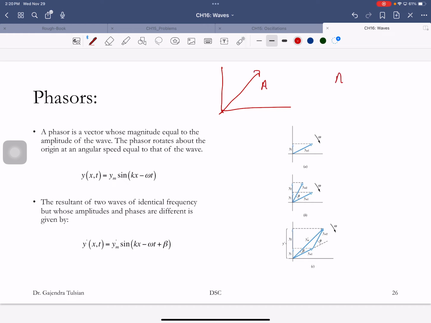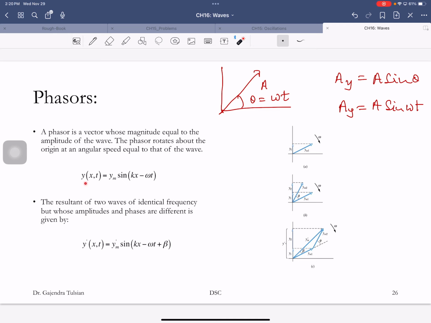What is the y component of the vector? In terms of A sine theta. Now let's say we make theta equal to omega t. What does that mean? As t increases, this angle is increasing. But the formula for Ay is still the same. Ay is A sine omega t.